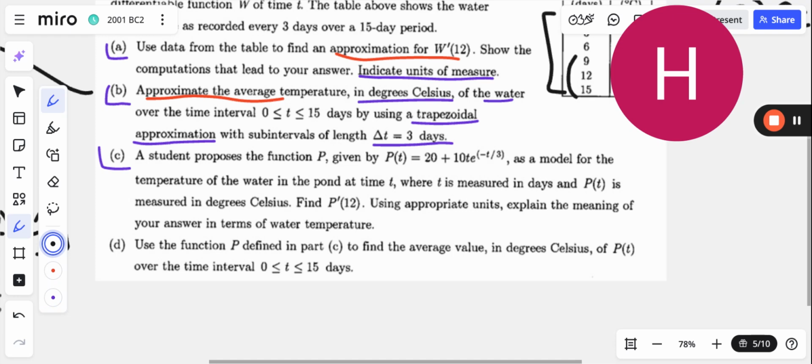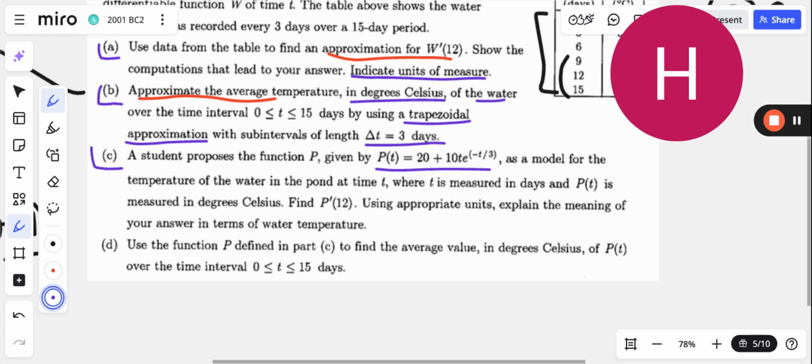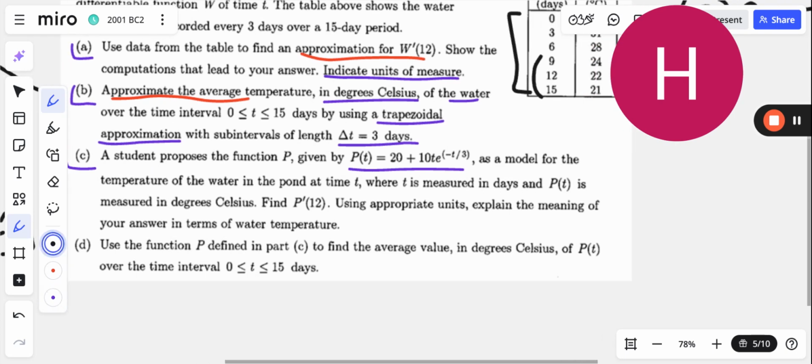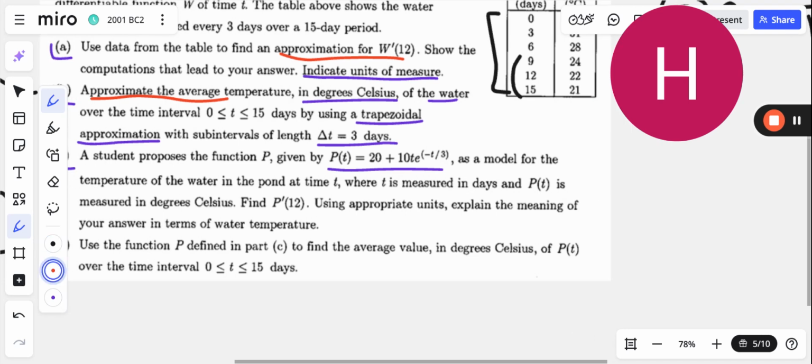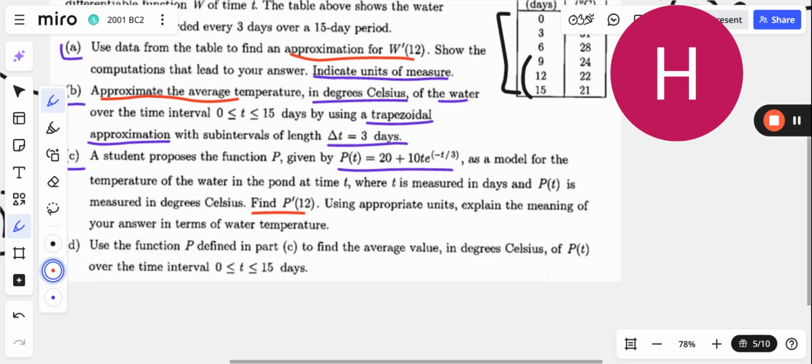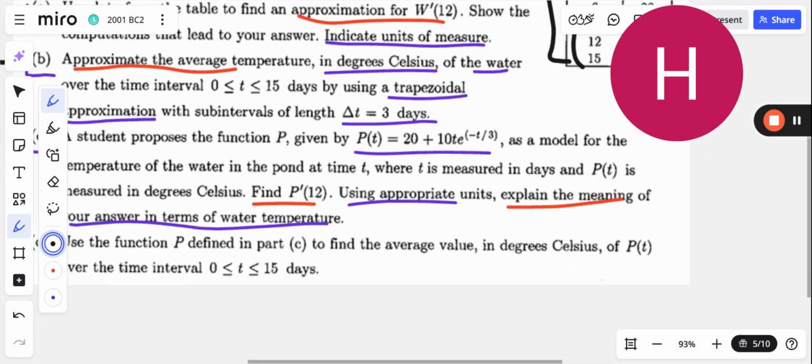Part C. A student proposes this function, brilliant students come up with a function like this, as a model for the temperature of the water. Find P prime of 12. Okay, I do think this is intended to be done with the calculator, we'll see. Using appropriate units, find P prime of 12. Using appropriate units, explain the meaning of your answer. Okay, well, I can explain the meaning of the answer like right now.